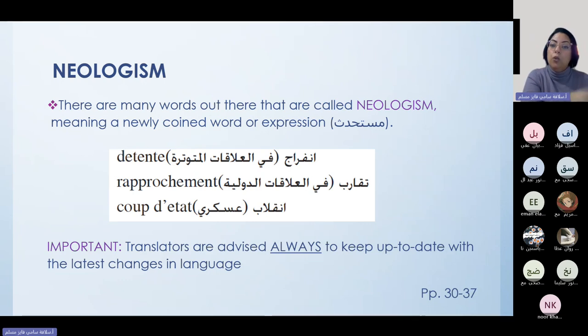Otherwise, they are called borrowed words. Okay? لا تدخل في المعاجم العربية ولكن تستخدم في اللغة العربية ك borrowed words.